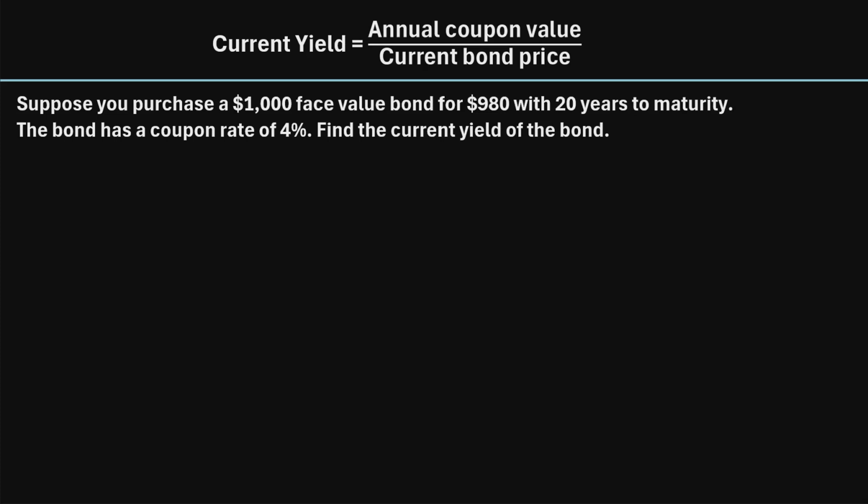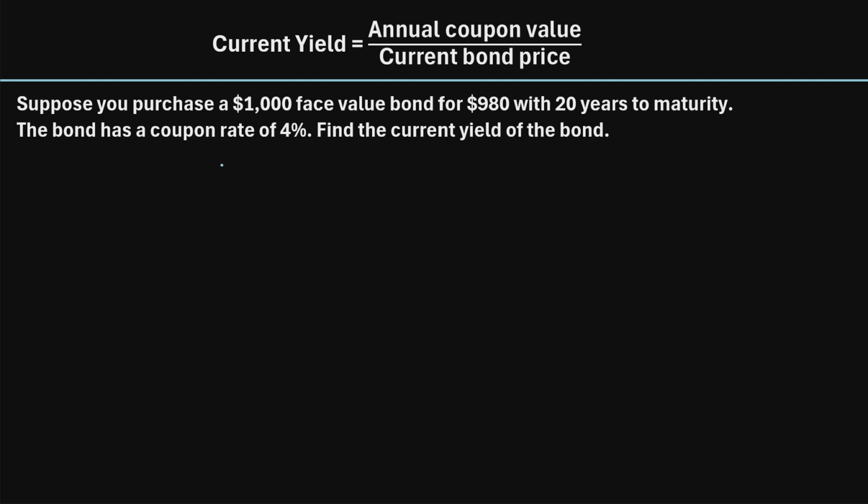In this video, I will explain how to calculate the current yield of a bond. So here's the formula that you can use. The current yield of a bond is equal to the annual coupon value, so that's how much you receive in interest each year, divided by the current bond price. So it's a pretty simple formula. Let's check out an example of how to use it.